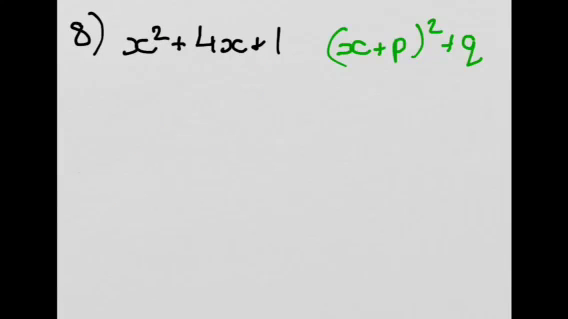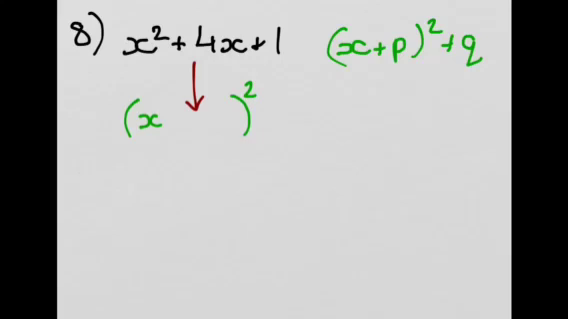In question 8, we're looking to complete the square here and write it in the form x plus p squared plus q for the equation x squared plus 4x plus 1. Now when we're completing the square, we start our bracket off with an x, and then we half the term in front of the x. I've got a positive 4, so I'm going to half that, and that'll go inside my brackets. Okay, so that'll be squared.